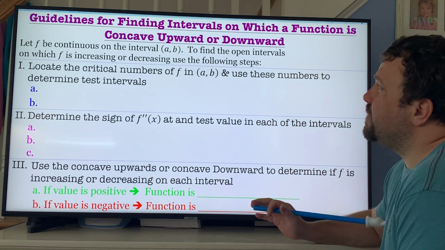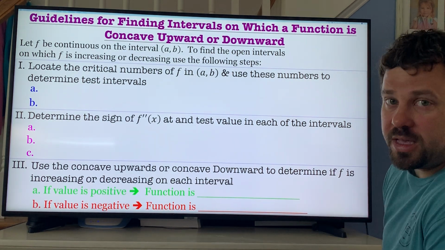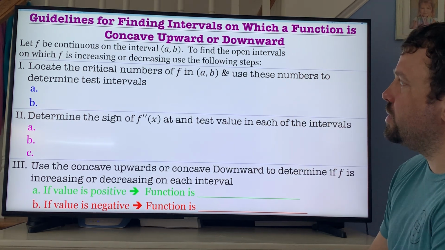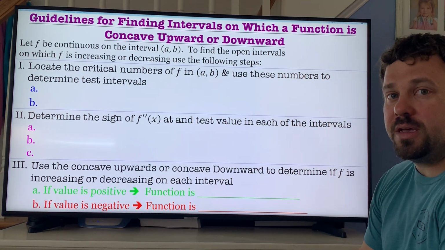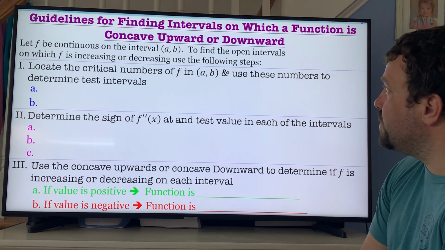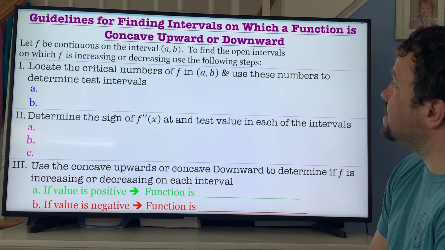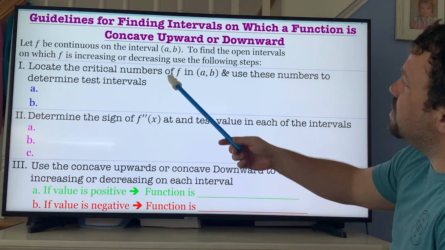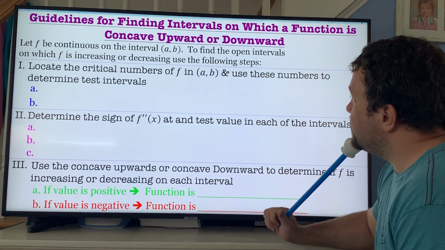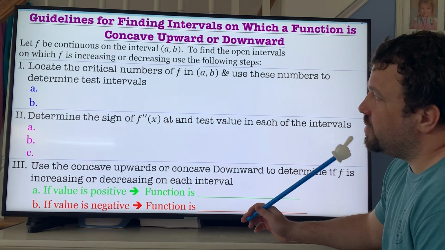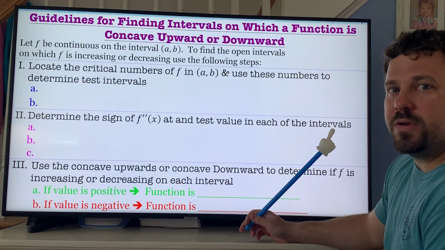Now there's a guideline for finding the intervals on which the function is concave up or concave down. I'm going to go through the rules with you really quick, and they're fairly simple. So f is once again continuous on the interval from a to b, and f is increasing or decreasing, you're going to use the following steps. Number one, you're going to locate the critical numbers of f in a, b, and use these numbers to determine the test intervals.